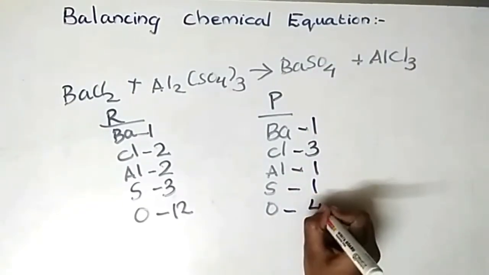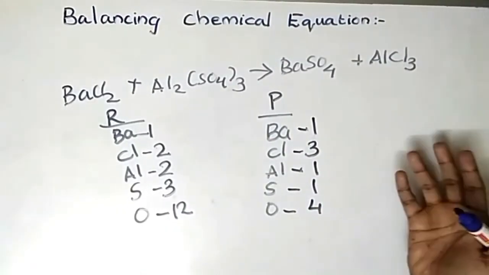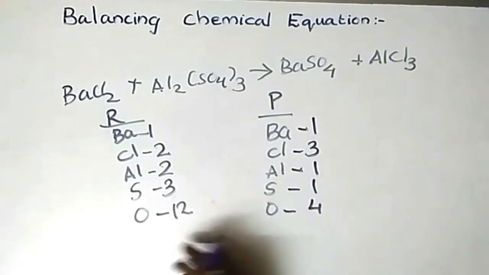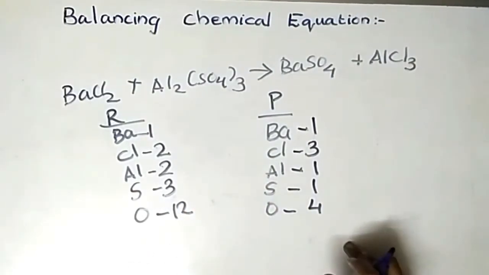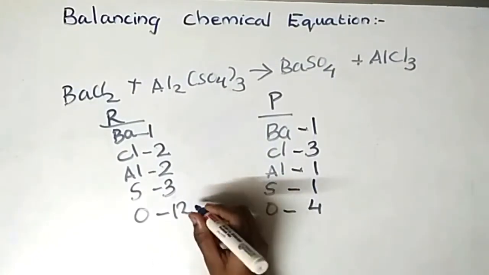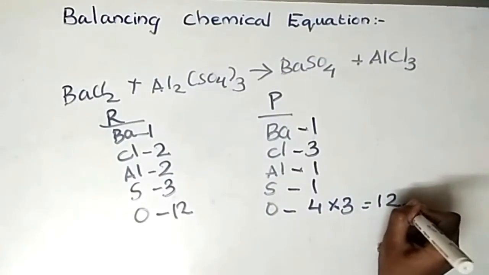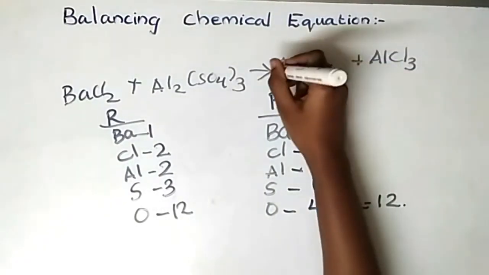So 4 oxygen atoms. Now we will take the one which has the most number of atoms and try to balance it. So we have 12 oxygen atoms in the reactant side but only 4 in the product side. In order to balance, we need to multiply by 3 in the product side. 3 into 4 will get 12. So here in the product side we can put 3.